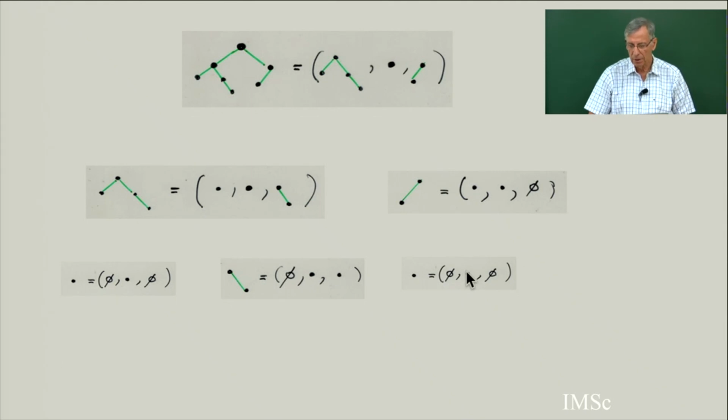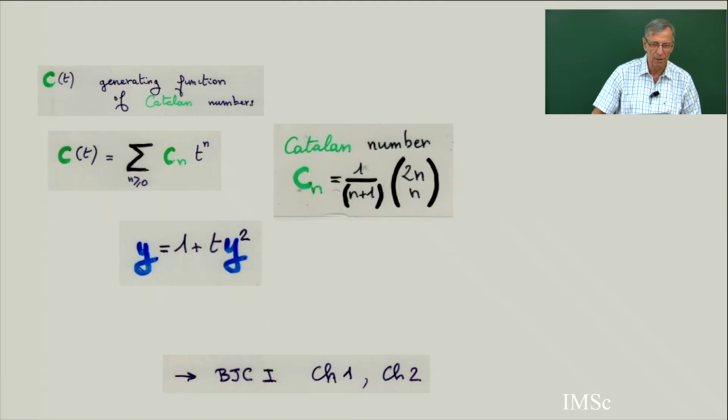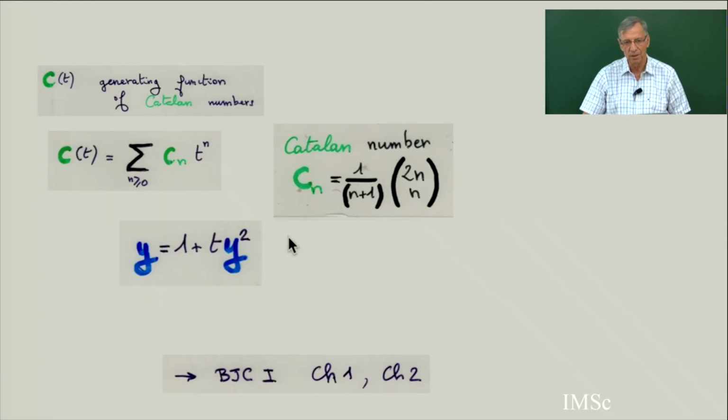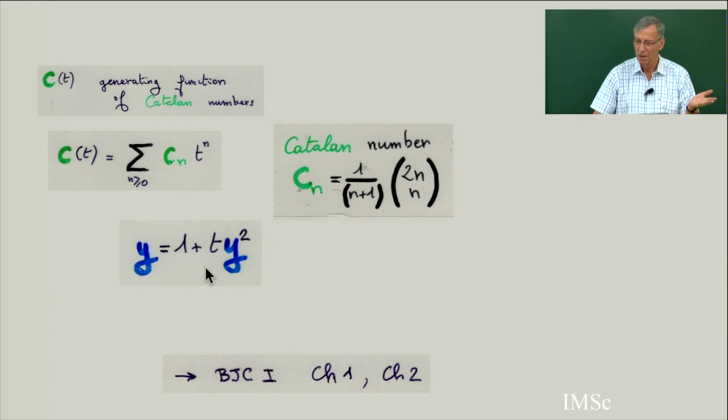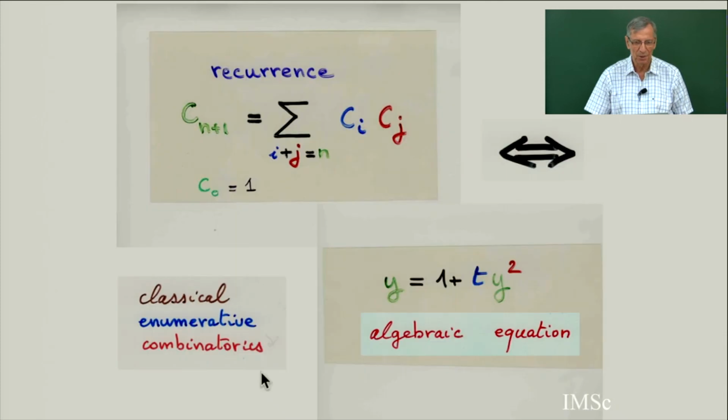From this recursive definition, it's easy to enumerate the number of binary trees with n vertices. It is very well known that this is a Catalan number. If you know what a generating function is, the formal sum of all these numbers, the generating function is going to satisfy this quadratic algebraic equation. More detail is in chapters 1 and 2 of the bijective combinatorics course two years ago. So I just remind you of some transparencies of this course.